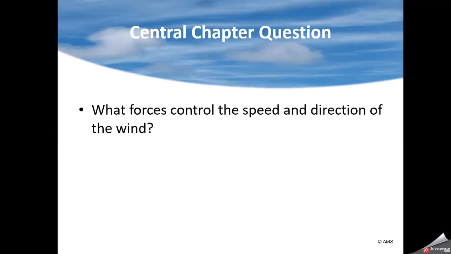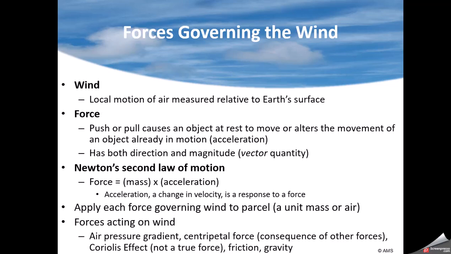So what is wind? Wind is just motion of air moving along. And there are certain forces which control the speed and direction of that air to make the wind. One thing with wind is it's two-dimensional. It has a speed and it has a direction. So that is very different than the other variables we've talked about in the atmosphere so far. So it's a local motion of air.